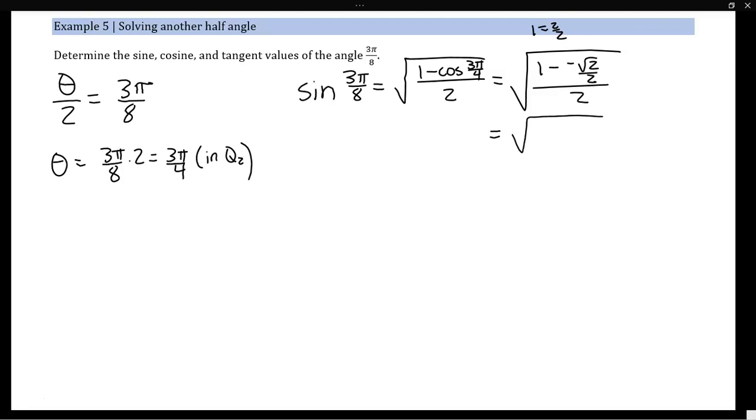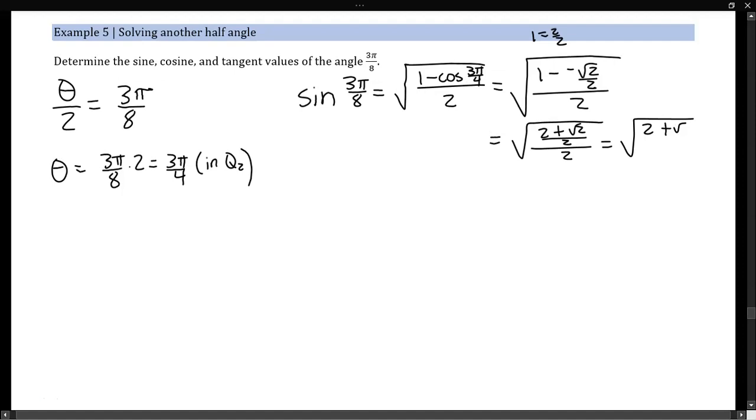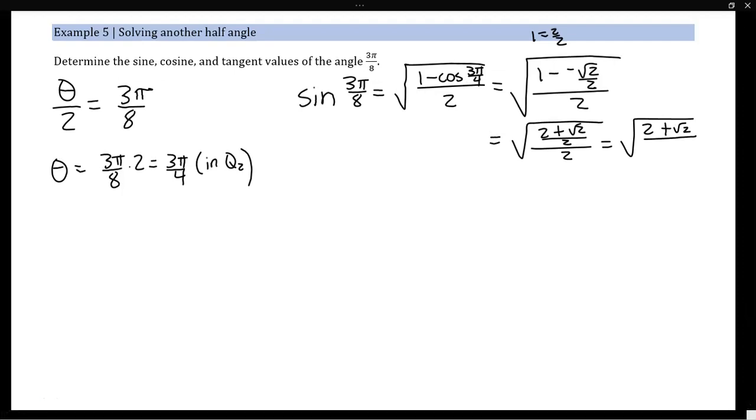So we get the square root of (2 plus the square root of 2, divided by 2), all divided by 2. So simplified, we get the square root of (2 plus root 2) divided by 4, which if we further simplify, we get the square root of 2 plus the square root of 2, divided by 2. That's our final answer.